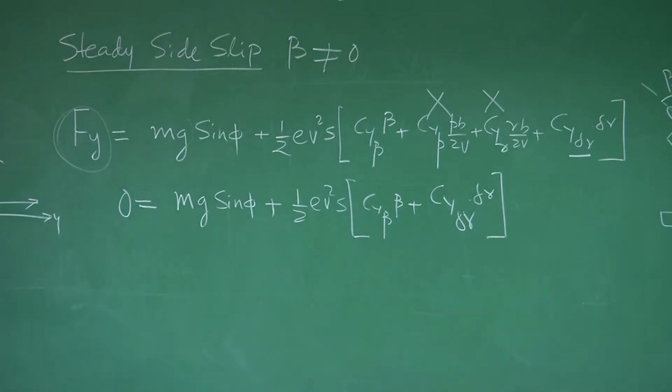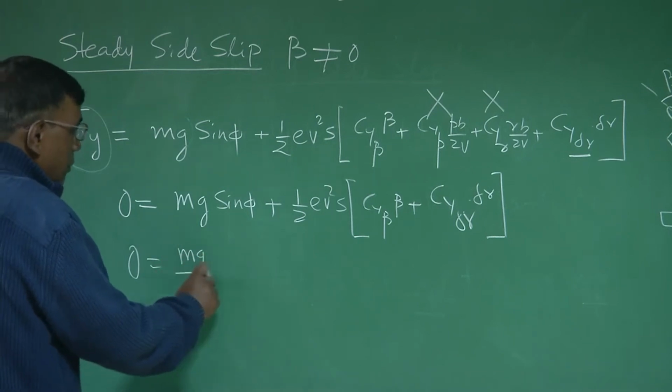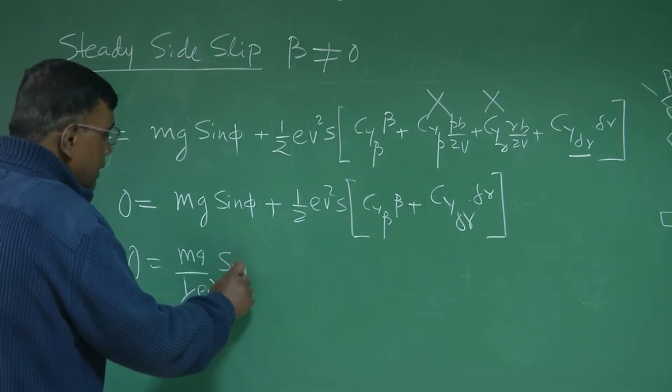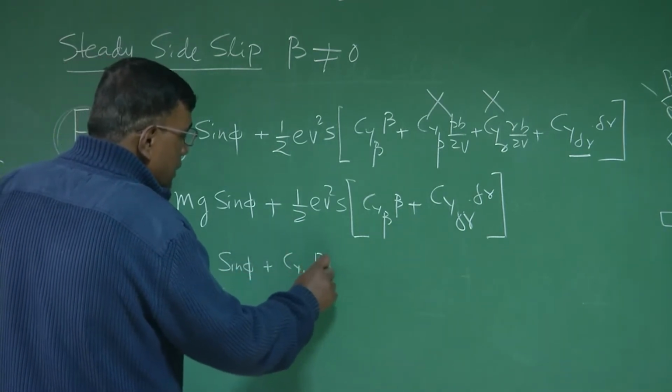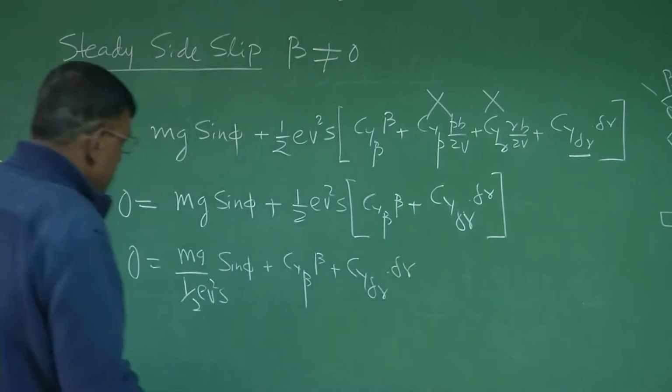Now what I do, I divide left hand side and right hand side by half rho V squared. So I get 0 is equal to mg by half rho V squared S sin phi plus Cy beta into beta plus Cy delta R into delta R.